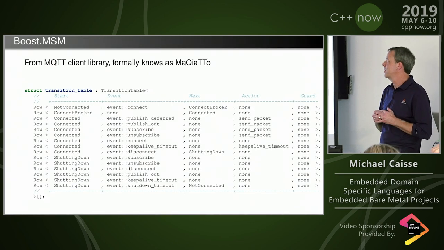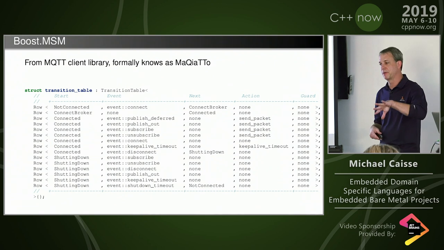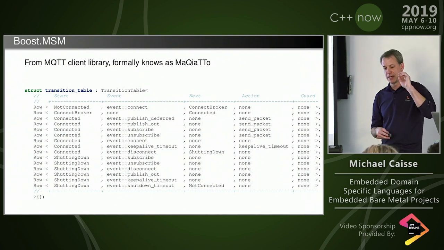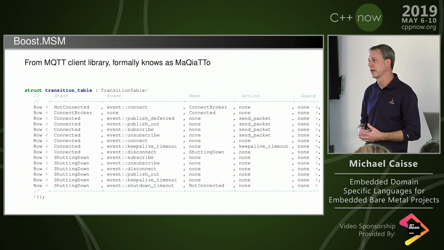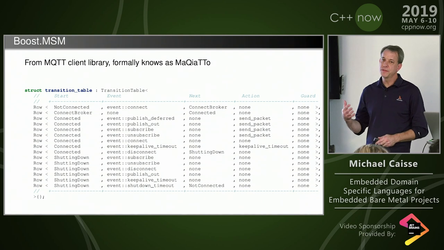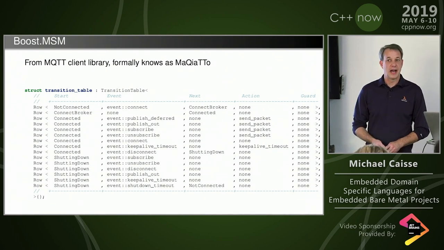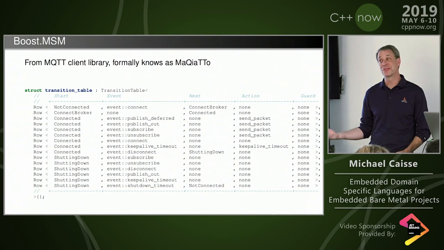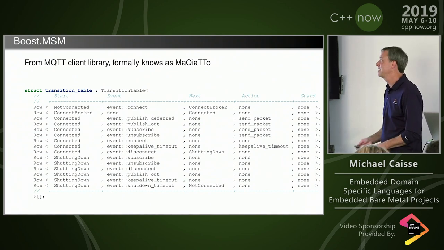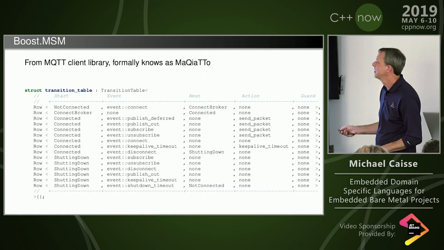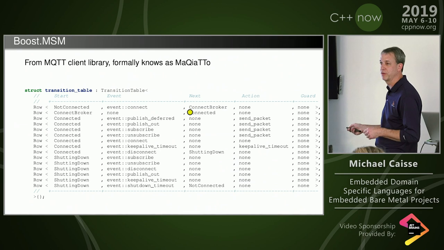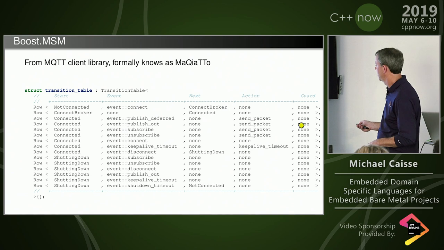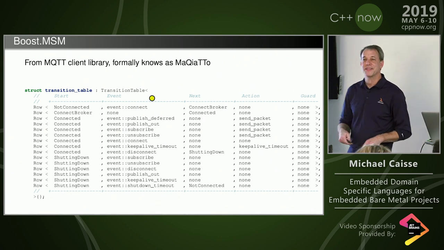Now this is a portion of an MQTT client that is the state table for one of the machines. There are a couple different machines that keep the client running. And it tells me the what part right away. It is in a transition table because I like to deal with state machines in transition tables. It has the start over here. So this is the starting state and some event that's going to occur. What state am I going to move to? What action am I going to take when it occurs? And are there any guards? Clearly, I don't care about guards. There are no guards for this state machine.